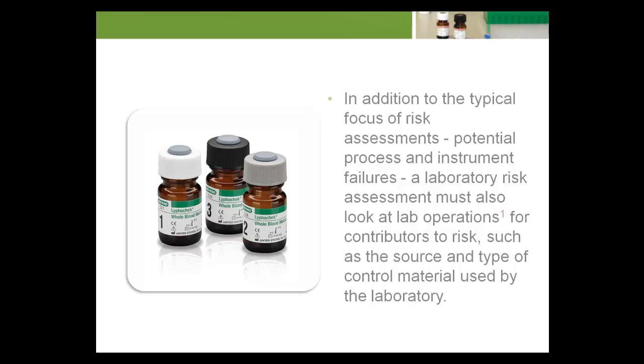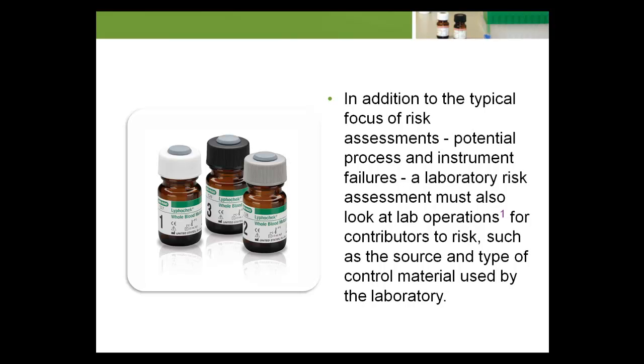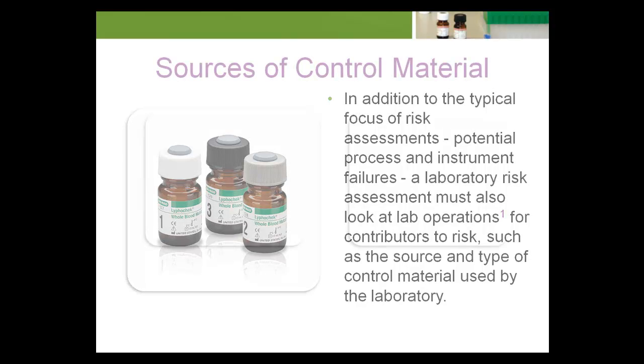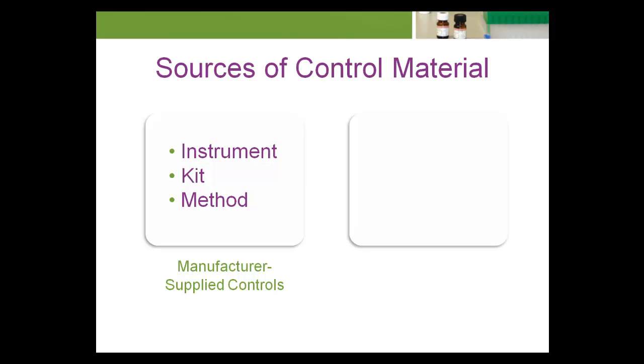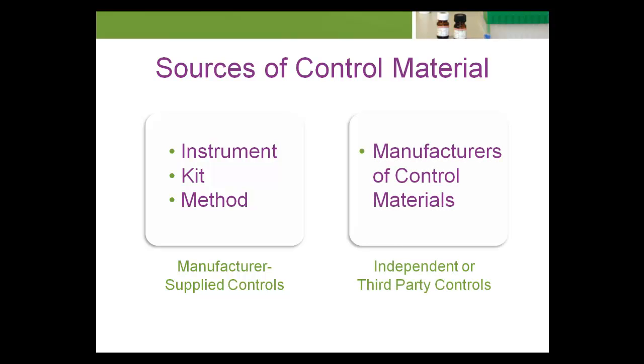In addition to the typical focus of risk assessments, potential process and instrument failures, a laboratory risk assessment must also look at lab operations for contributors to risk, such as the source and type of control material used by the laboratory. There are typically two sources of control materials: the instrument, kit, or method manufacturer, manufacturer-supplied controls, and manufacturers of control materials, independent or third-party controls.